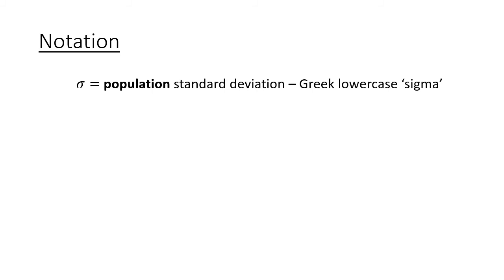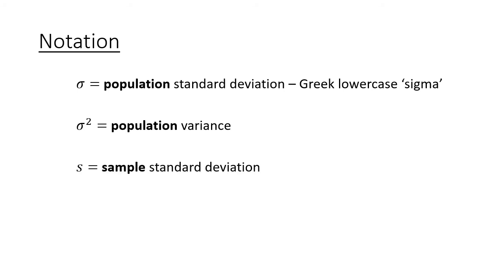The population standard deviation is the Greek lowercase sigma, right? Sigma for standard deviation. Because we took the square root of variance, we're doing that in the reverse order now, right? Square roots are the opposite of squares. So the population variance is going to be sigma squared. And when we have samples, we just use the Roman, or our typical alphabet, S. So S is our sample standard deviation, which means S squared is our sample variance.